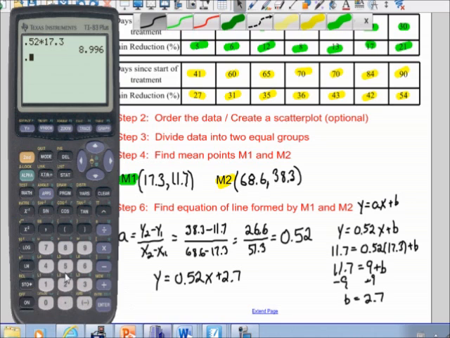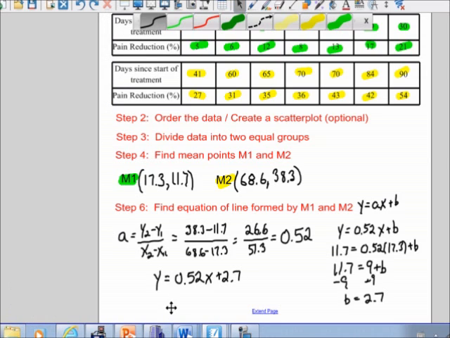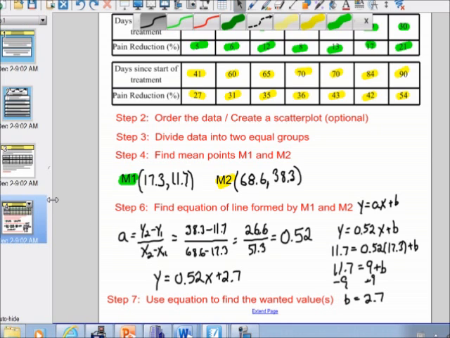So I can put in 0.52 times M2, or the x coordinate of M2, 68.6, and then add on the 2.7, and 38.37, 38.3. Again, it's off a little bit because we've been rounding, so no real big deal there. And then our last step is we're going to use the equation to find our wanted values.